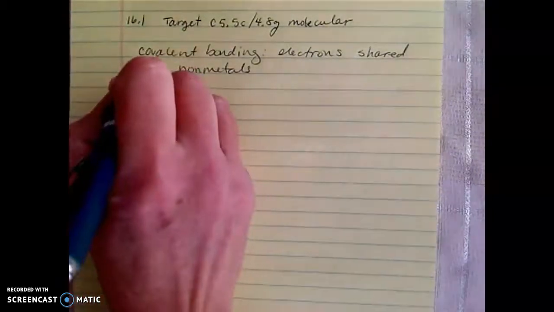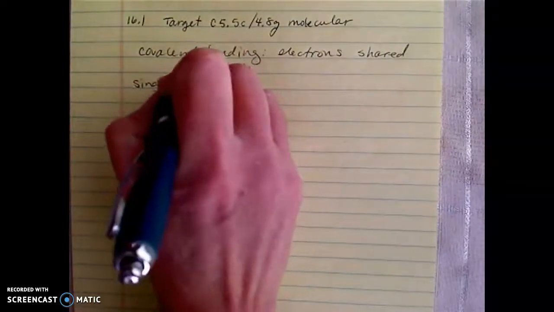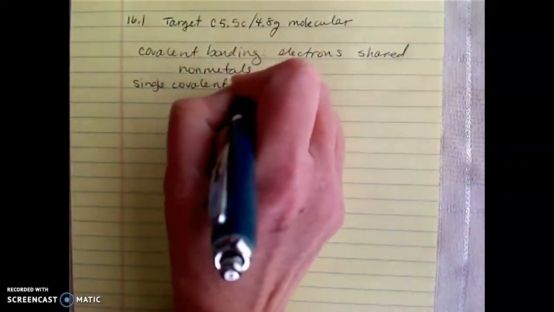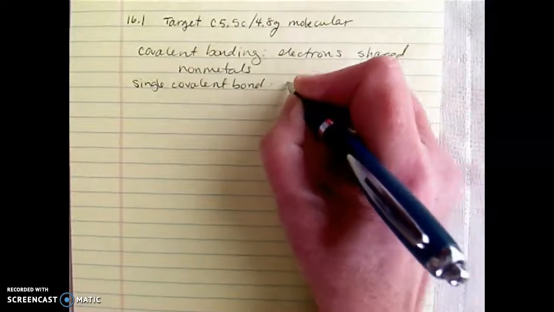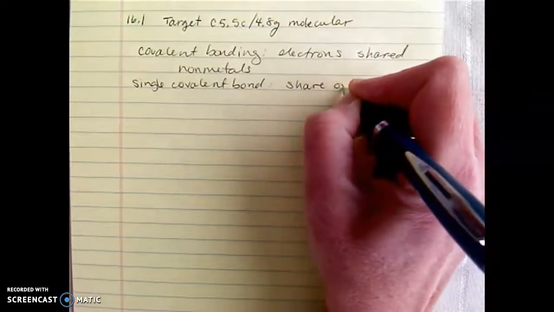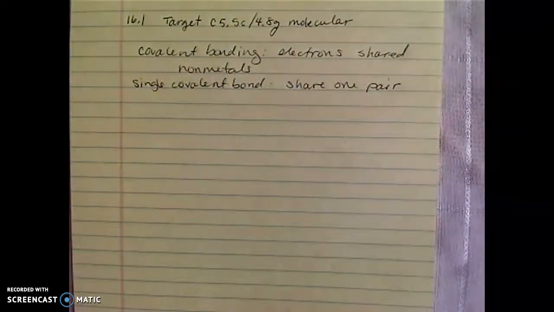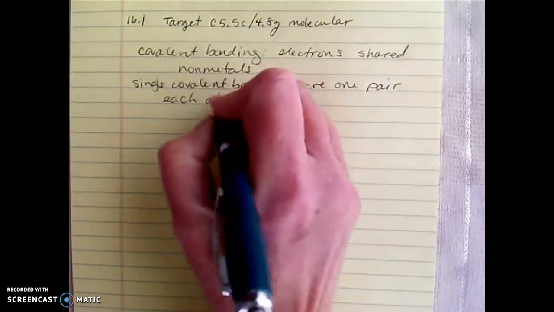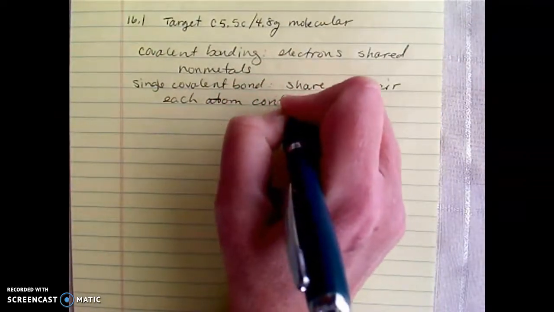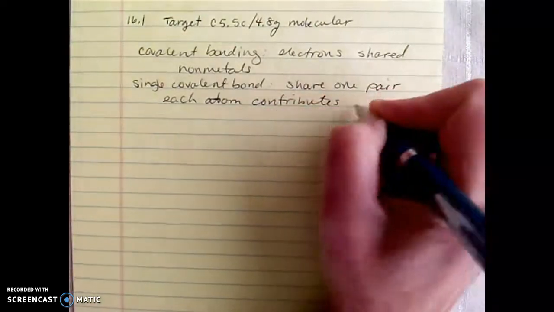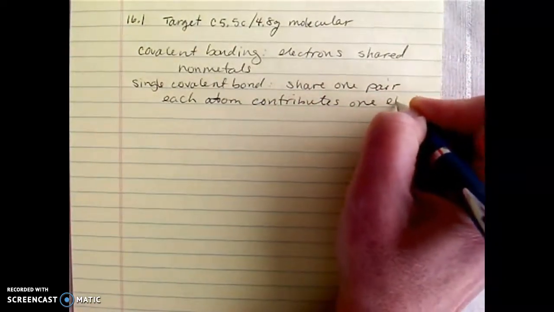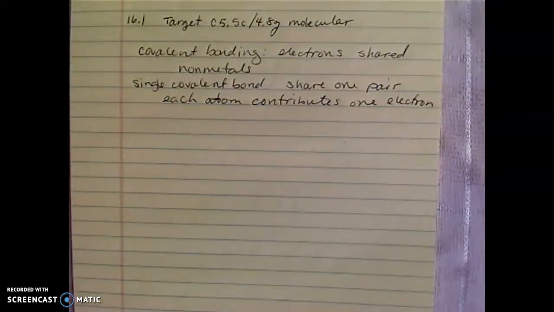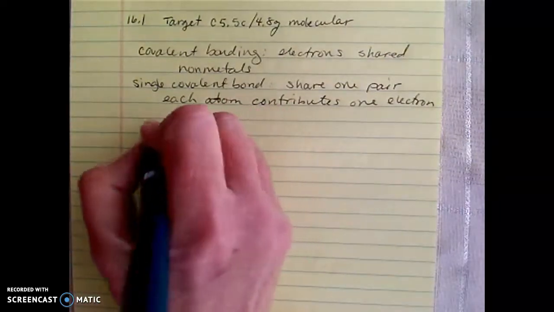Now we're going to start with what they call a single covalent bond. And a single covalent bond means they share one pair. Each atom donates an electron, or contributes. Each atom contributes one electron. It's pretty easy to see where this is going to come from if you take a look at their dot structure. So let's look at hydrogen.